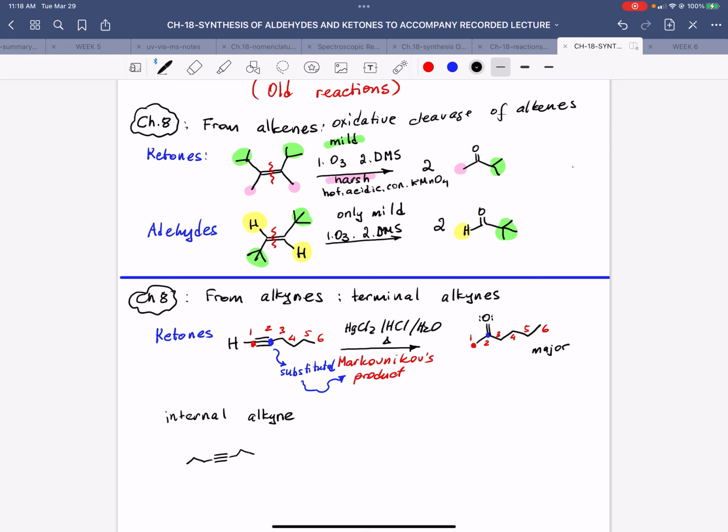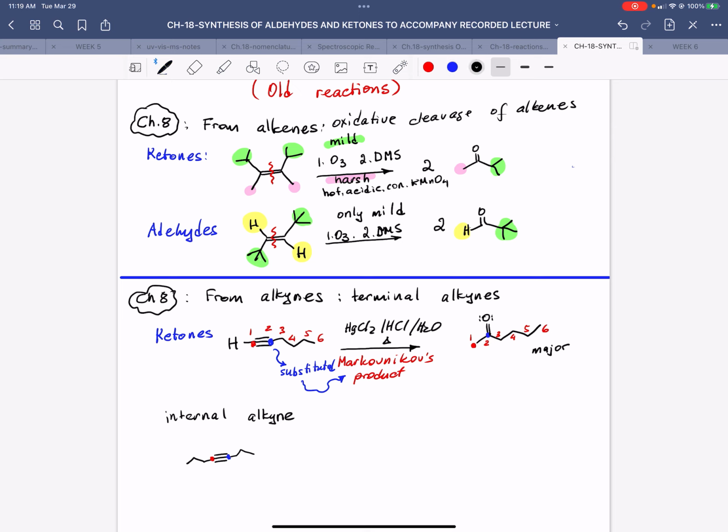So in this case, I again would like to take a symmetrical alkyne so I could get one product only, okay? Because the substituents are pretty much the same. So these two positions are carrying the same substituents.